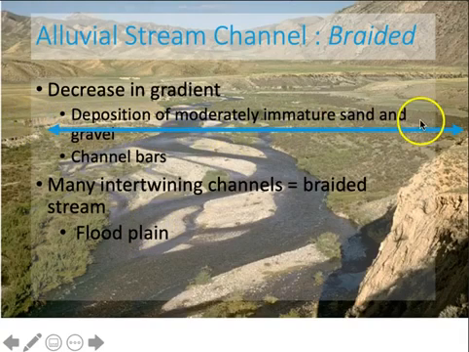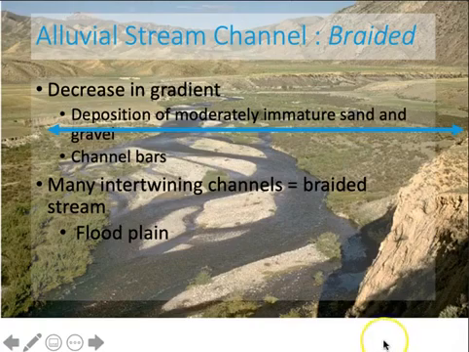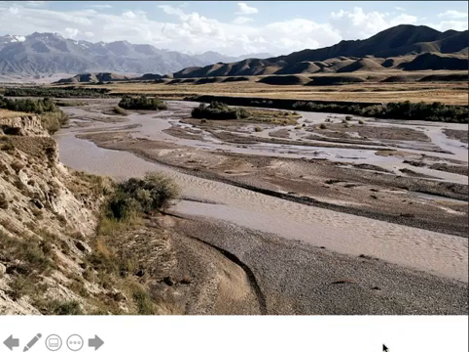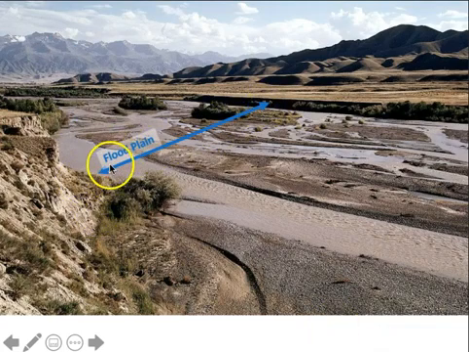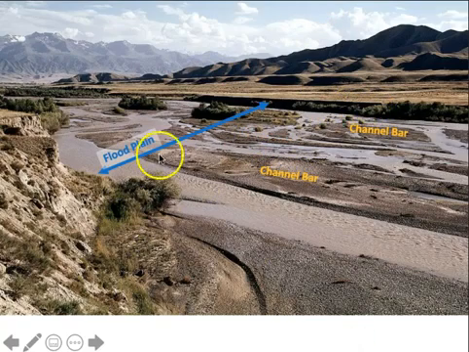which is what the blue arrow is spanning across here in the photograph. Let's look at another braided stream here with a nice, easy to see floodplain, many channel bars. This is the area that will be completely underwater when the stream does flood.